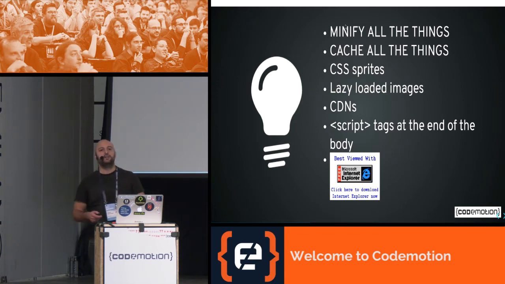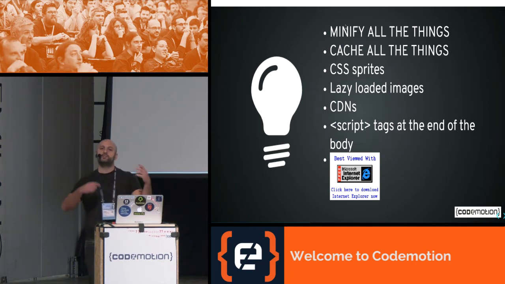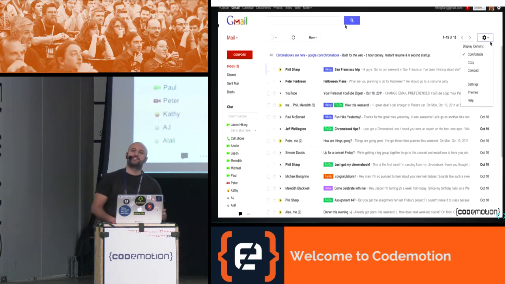You use CDN to try and make HTTP requests in parallel. You move the script tags at the end of the body. Or in the end, you could just decide not to care about performances and target just a single browser, and yeah, that's it, I'm done. It's a choice. Then something else comes up.